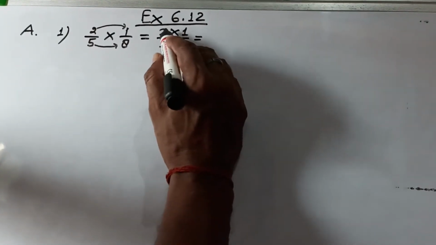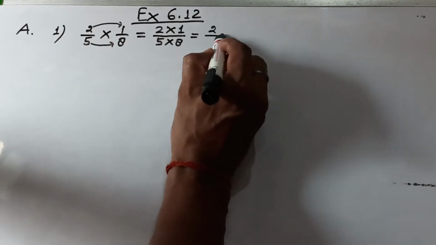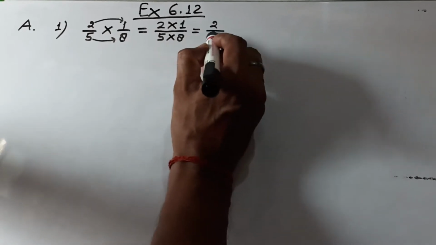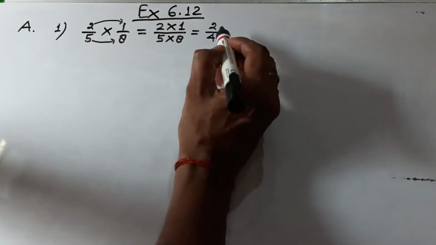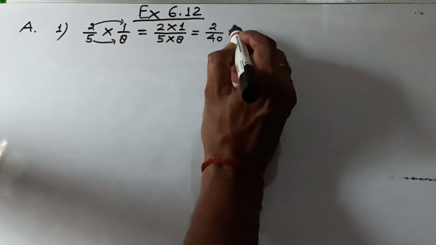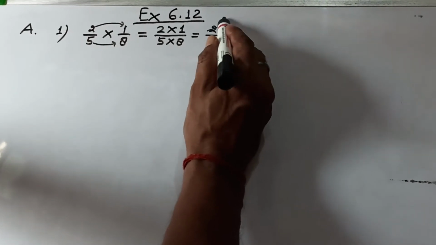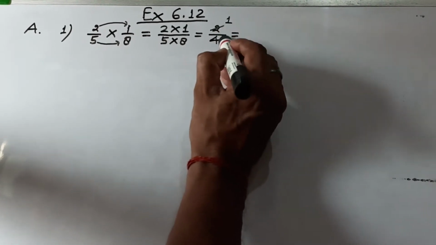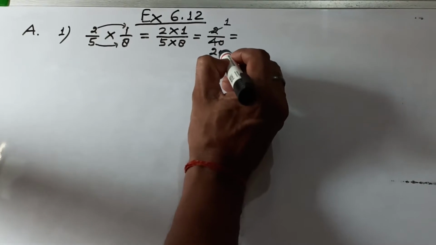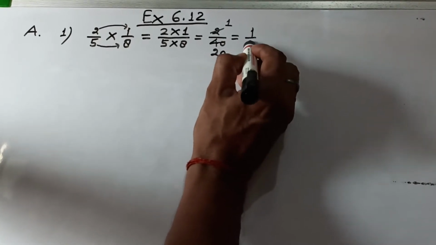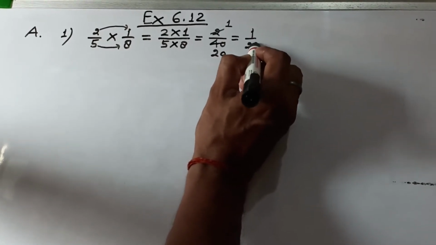So you can write 2 1s are 2 upon 5 8s are 40. Now again you can simplify, 2 1s are 2, 2 2s are 4. So it is 1 upon 20. So this is your answer.